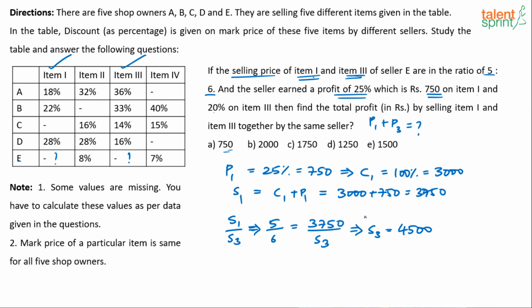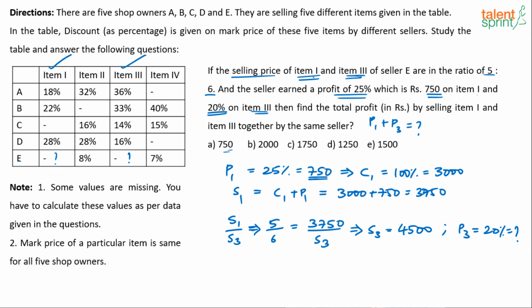Now, what is the profit on item 3? Profit on item 3 is only 20%. Again, your understanding of the profit and loss concepts is important, right? If the profit is known and selling price is known, we know that profit on item 3 is 20%. So can you find out if this 20% is equal to what? The moment you get this equivalent value of 20%, you can find P1 plus P3. Because P1 is already known to us, 750. All I need is P3. I know P3 in terms of percentage, but I do not know P3 in terms of the absolute value. How do I get that?